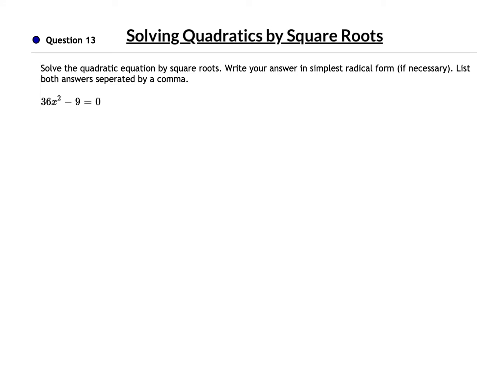Question 13. 36x squared minus 9 equals 0. I will point out that you could factor this to solve it. It's a difference of squares. It would factor. But because there's no middle term, there's no 6x or 2x, anything like that, we can just solve for the square. Move the 9 to the other side. Add 9.